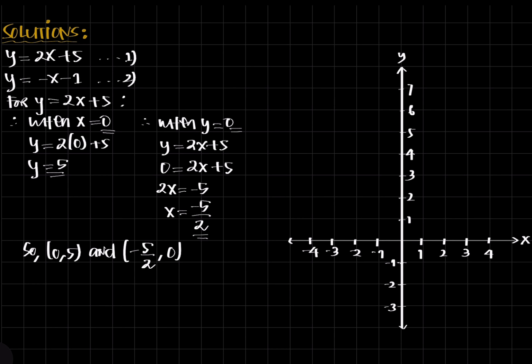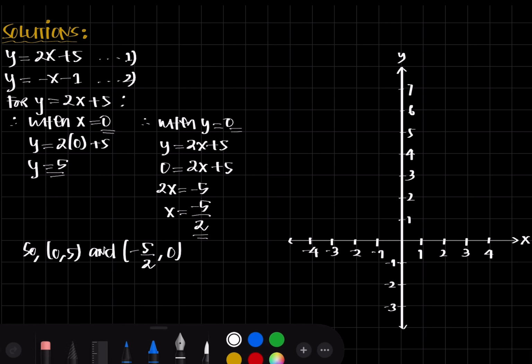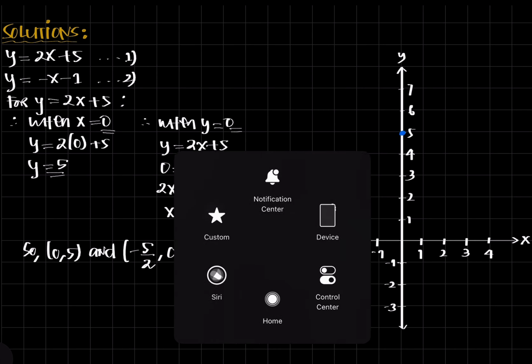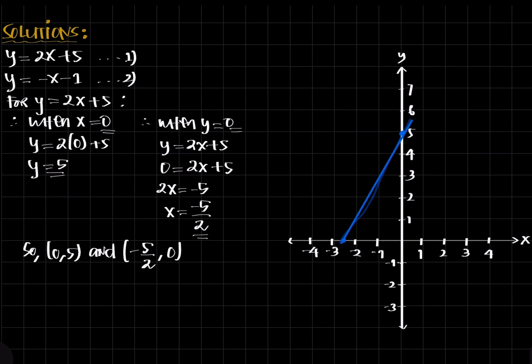Now you can plot that into the graph on the right side. So x is 0 and y is 5, that's going to be here. And then negative 5 over 2, which is negative 2.5, that's going to be here. So we have that, and then you can draw a line. There we go.